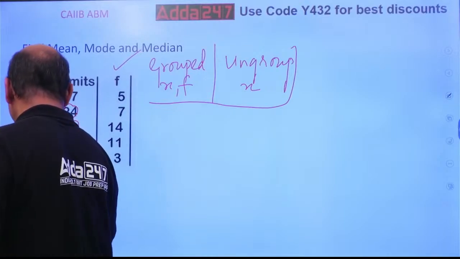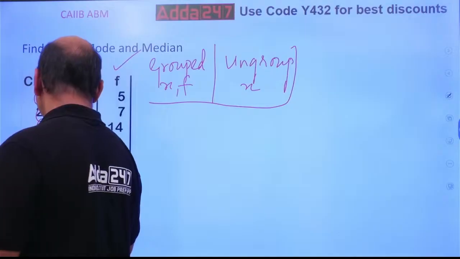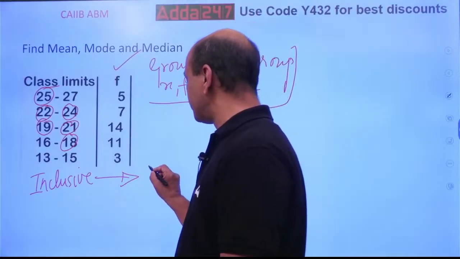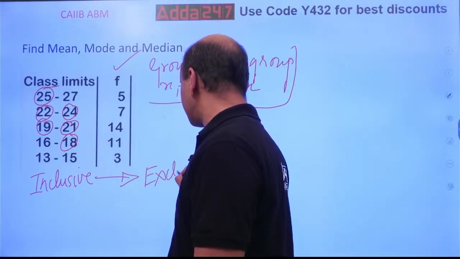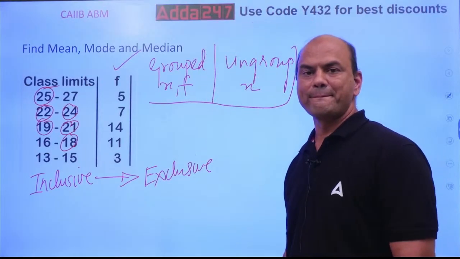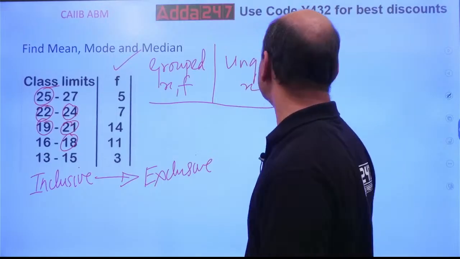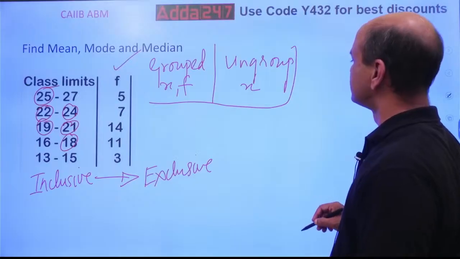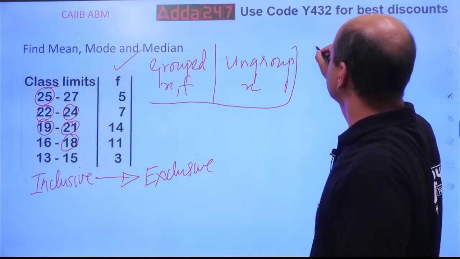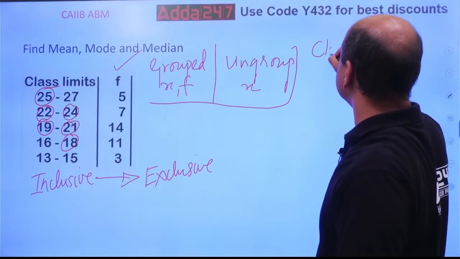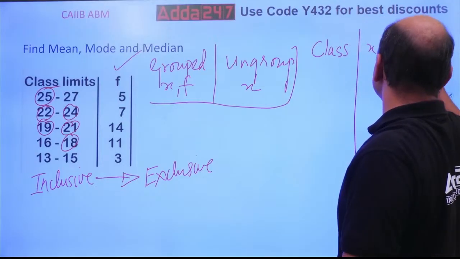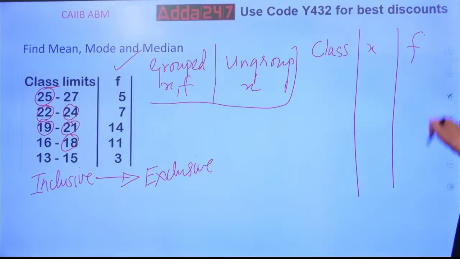Whenever you solve any numerical, you have to convert the inclusive group to exclusive group. How will you convert this? Inclusive to exclusive. What you have to do is, I'll show you over here. Let's write this. We'll call this as class. 2 things we'll do. In second, I'll write it X. And then I'll write F, frequency, at the end. Frequency is given.